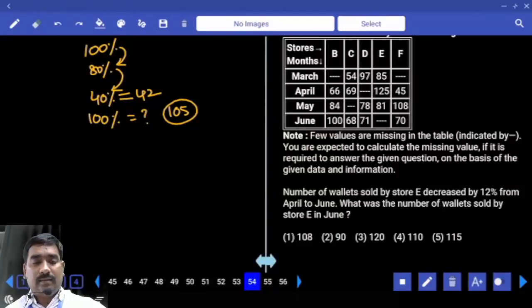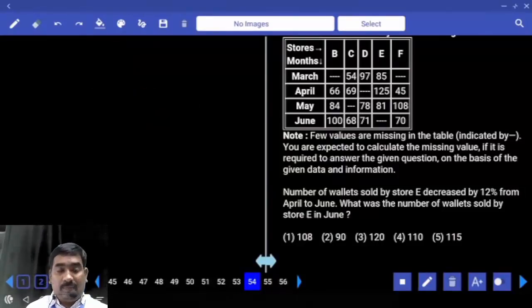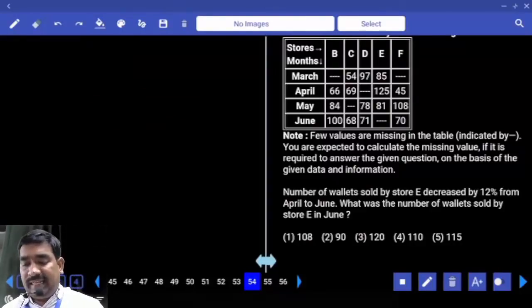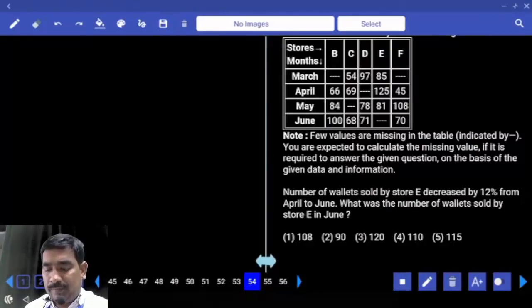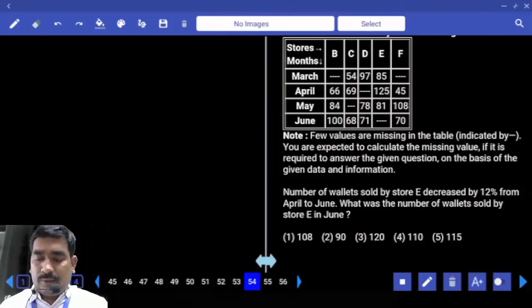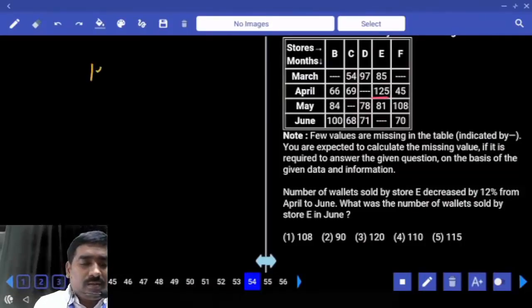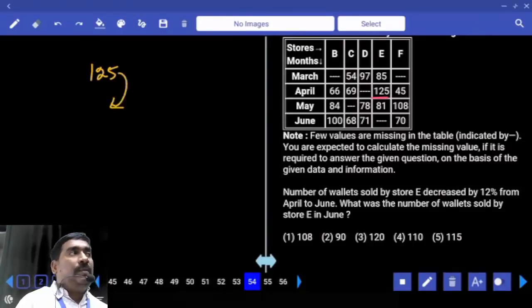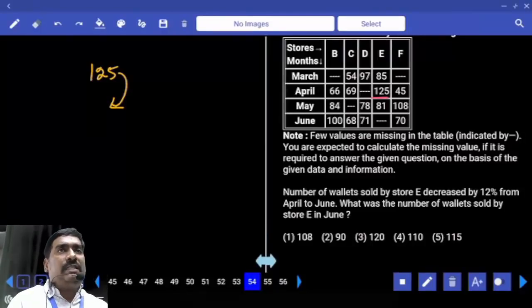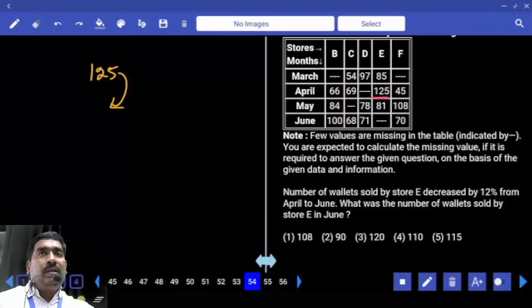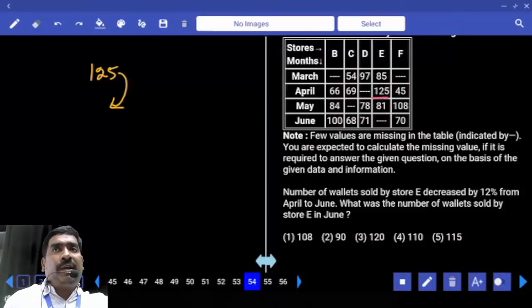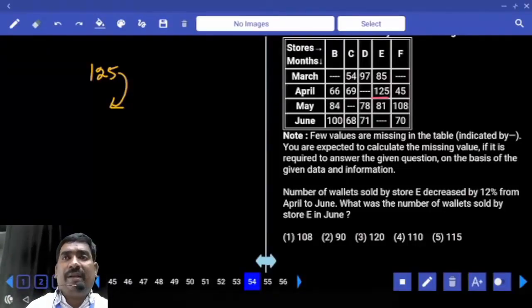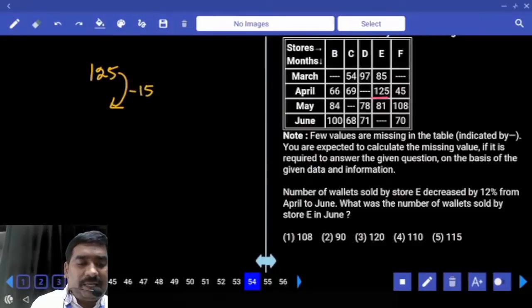Next. Number of wallets sold by store E decreased by 12% from April to June. What was the number of wallets sold by store E in June? Store E in April is 125 or not? In that 125, 12% decrease he said. 12% means 10% plus 2%. In 125, 10% is 12.5. 2% value means 1% is 1.25, 2% is 2.5. 12.5 plus 2.5 is 15 decrease, it became 110.